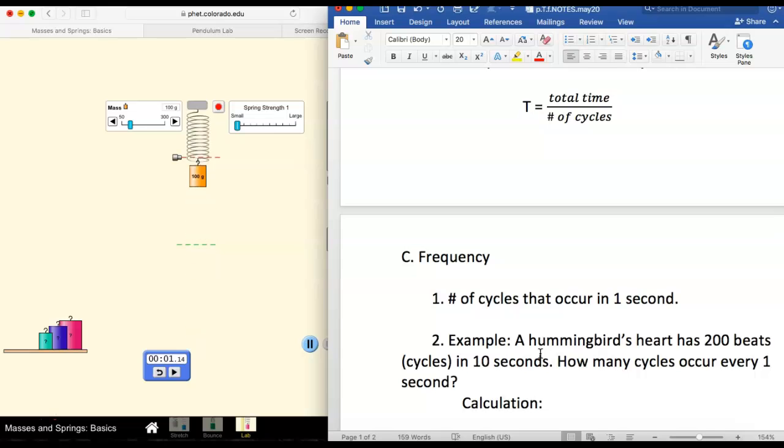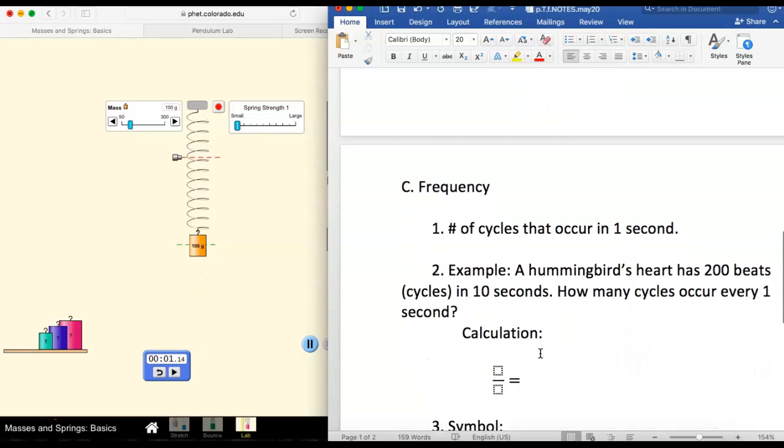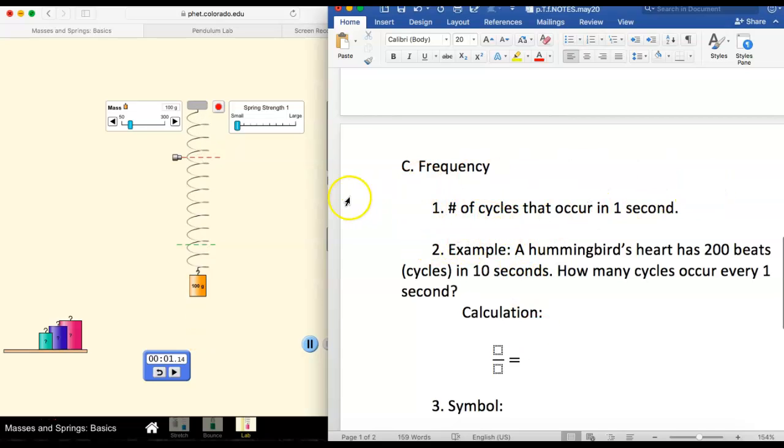You'll hear about periods. For example, the period of the Earth's rotation around the sun is about 365 days, but the word period isn't used as often as the word frequency. So here's the basic idea: the number of cycles that occur in 1 second. So you time for 1 second, you count cycles.